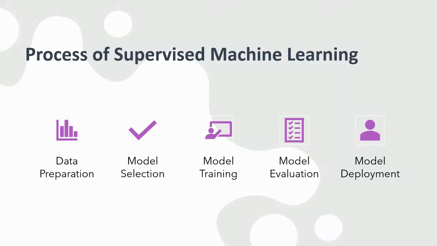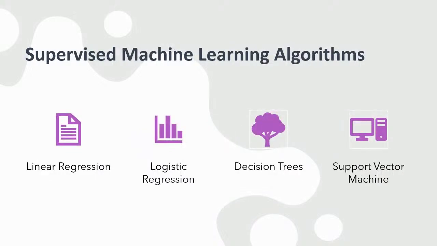The third step is model training, which involves feeding the labeled data into the model and adjusting its parameters to minimize the error. The fourth step is model evaluation, which involves testing the trained model on testing data and evaluating its performance metrics. The final step is model deployment, which involves using the trained model to make predictions or classifications on new data.